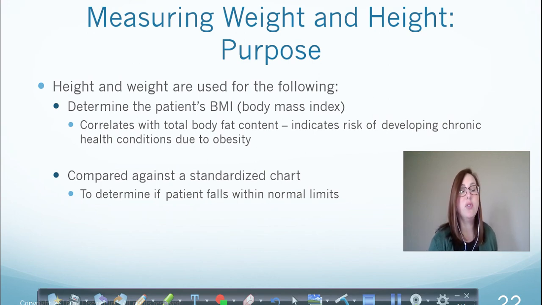So height and weight are used for the following reasons. We determine body mass index. That correlates with the total body fat content, and it indicates a risk of developing chronic health conditions due to obesity. So the higher your BMI, BMI is used to diagnose obesity, or classify obesity, maybe is a better way to say that. It's compared against a standardized chart, and it's to help to determine if a patient falls within the normal BMI index compared to the norm.